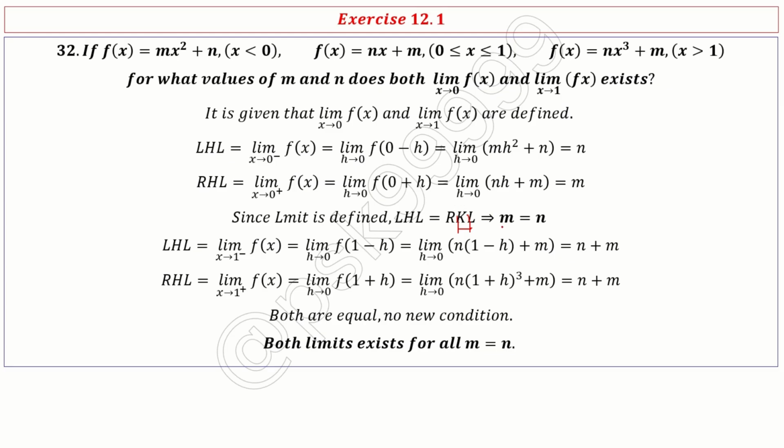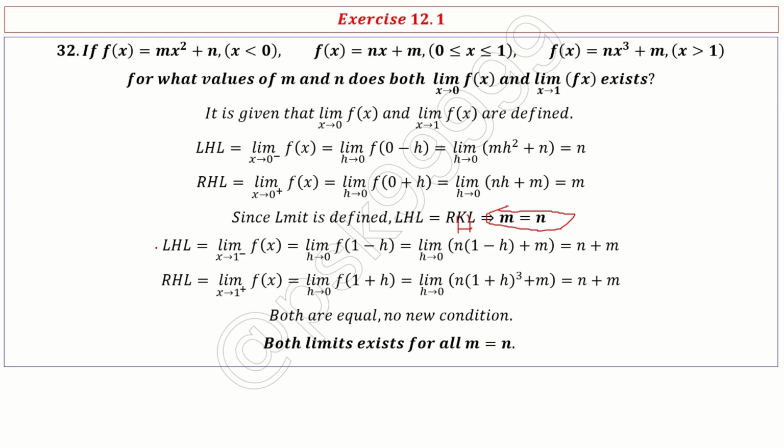Okay, RHL, which means m equal to n. This is my one condition, right? Second one, for limit x tends to 1, again I will take limit x tends to 1 minus f of x, which is nothing but limit h tends to 0, f of 1 minus h. Since it is less than 1, I will take nx plus m. So in nx plus m, it is n times 1 minus h plus m. If I substitute h equal to 0, it will become n plus m. RHL also, if I do the same, I get n plus m. So limit x tends to 1 is true for all values.